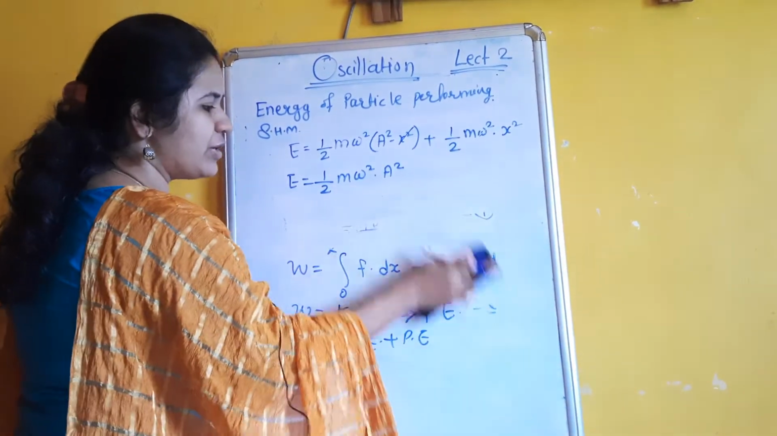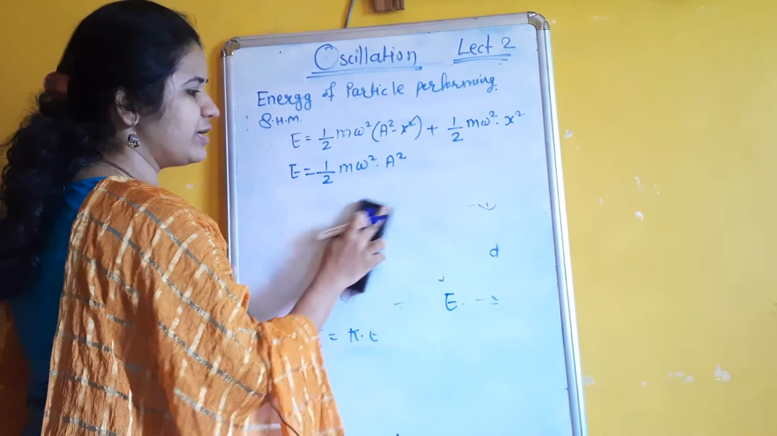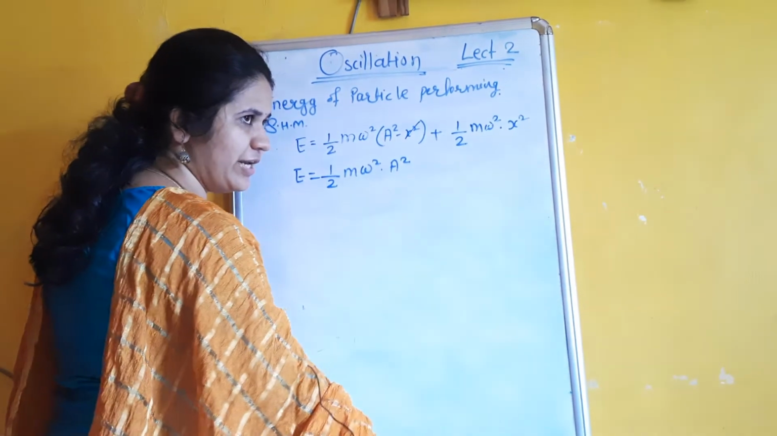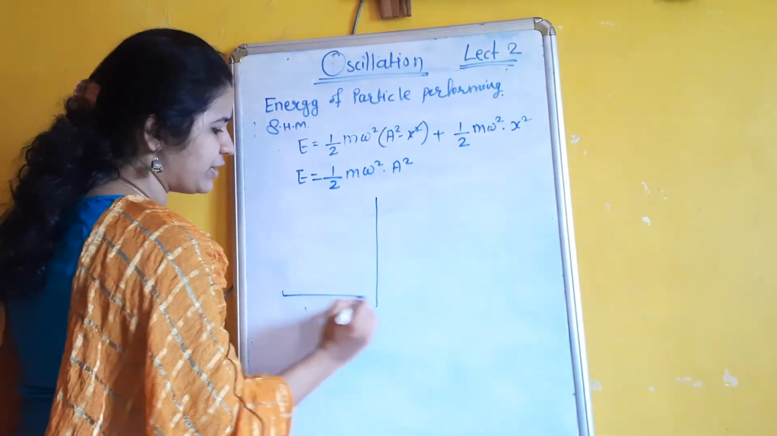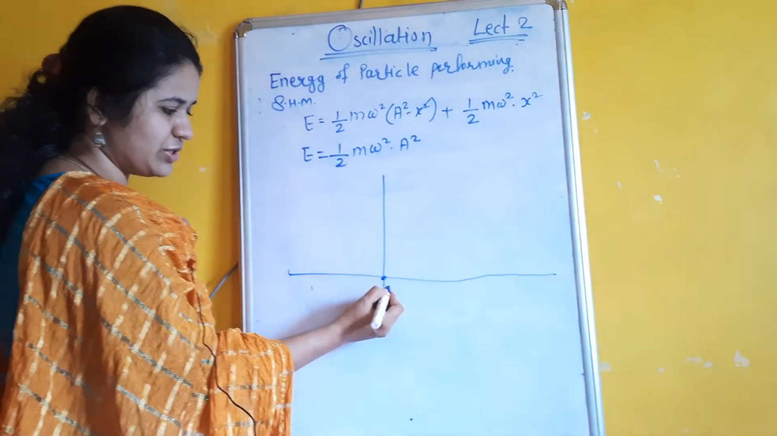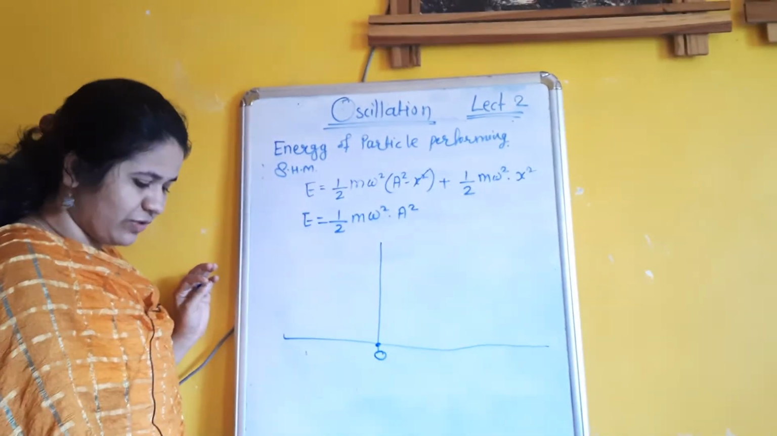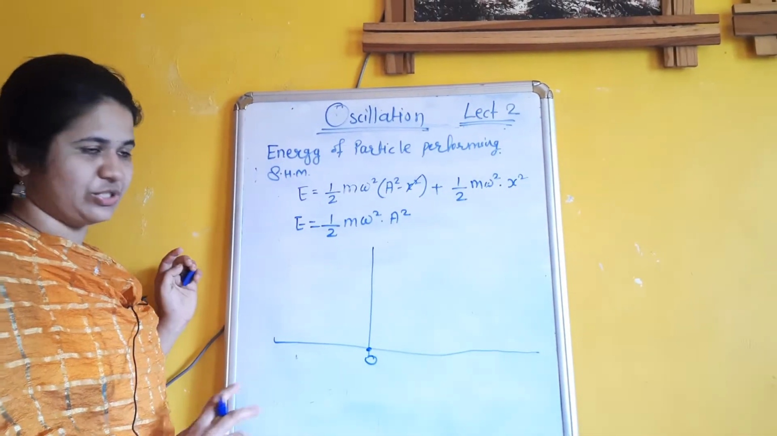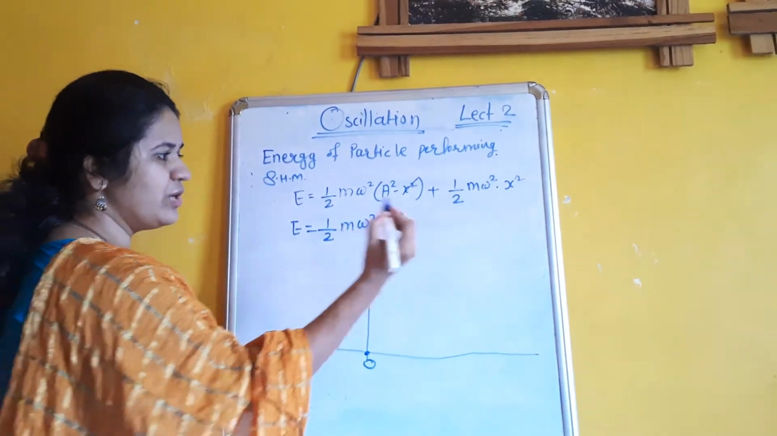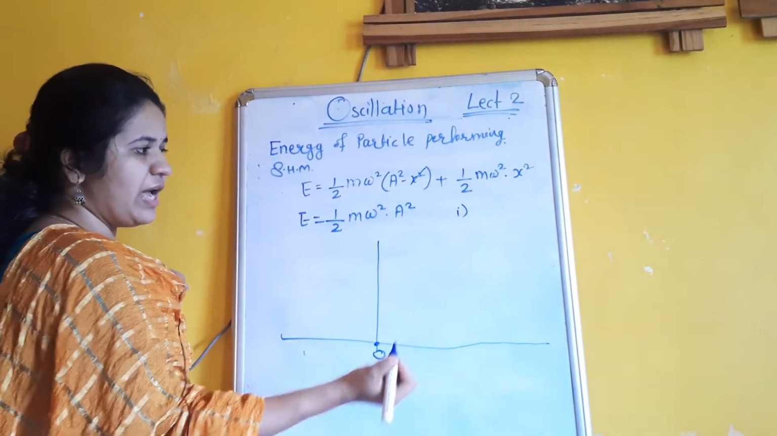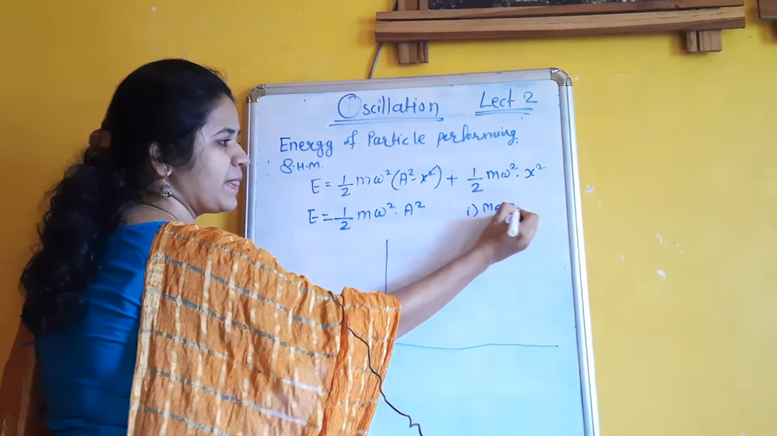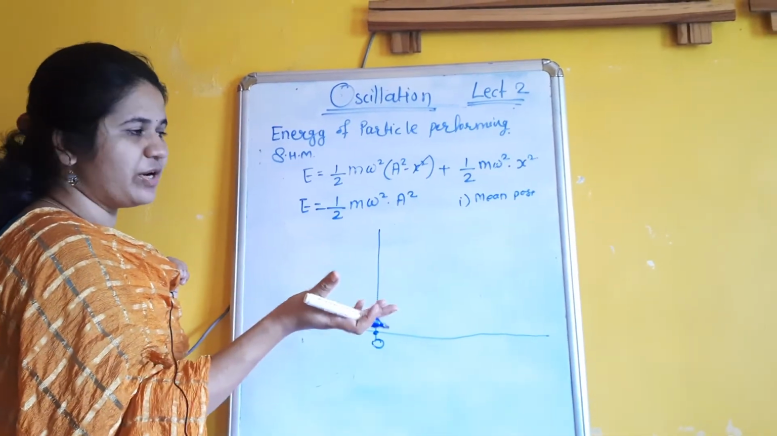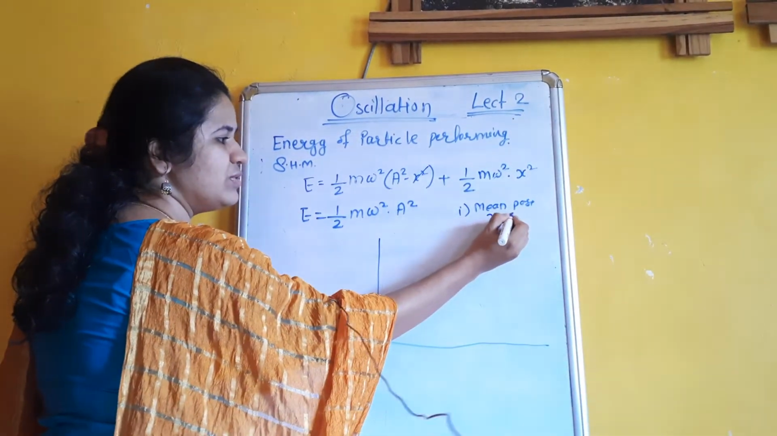Now the important question is that you have to plot the graph of kinetic energy and potential energy. Suppose here I am plotting a graph. Here is the mean position, 0. We will understand four different cases. Case 1 is the mean position. Which quantity is 0? Yes, displacement is 0. The body is not moving there, so x is equal to 0.